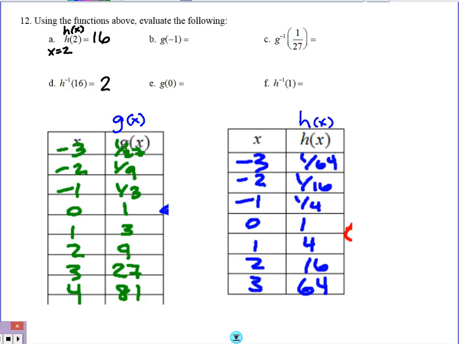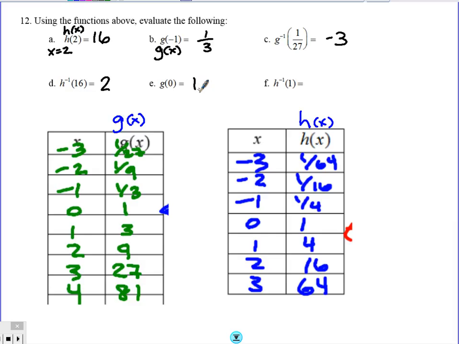All right, so g of -1, good. I hear some explanations out there. G of -1 says, what if x is -1? Well, on the g function, if x is -1, then the output would be 1/3. But if I said, what's g inverse of 1/27th? Then I think, okay, the output was 1/27th. What was the input? -3. I have to switch them around. All right, g of 0. There's no inverse, so I do it normal. G of 0 is 1.